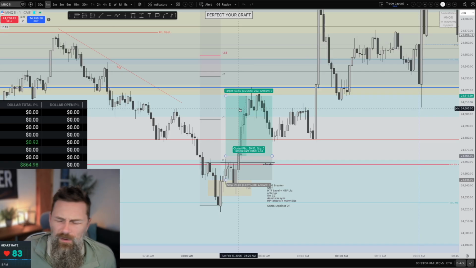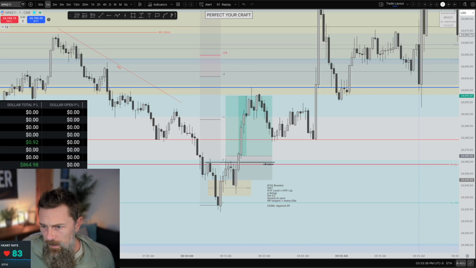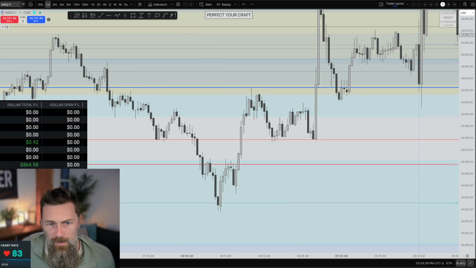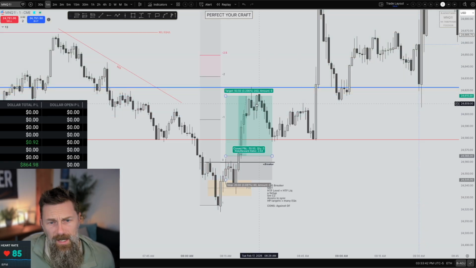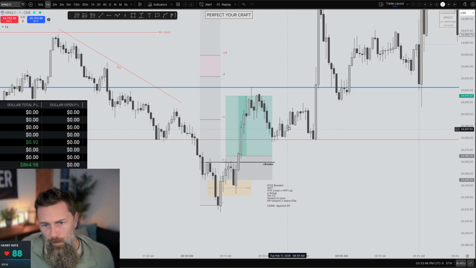So right there was 2.5R. I would typically target 3R, and that's fine by me. I was actually pretty happy with this trade because I got out right before the pullback. And that's what I don't like. I don't like riding through these pullbacks with trailing drawdown on my accounts.